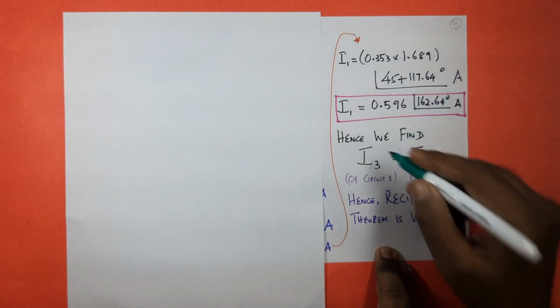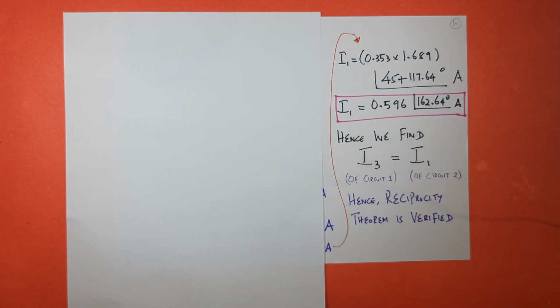So we find that I3 of circuit 1, first case, that is same as the current I1 of circuit 2. So this verifies the reciprocity theorem. Hence you can say reciprocity theorem is verified.